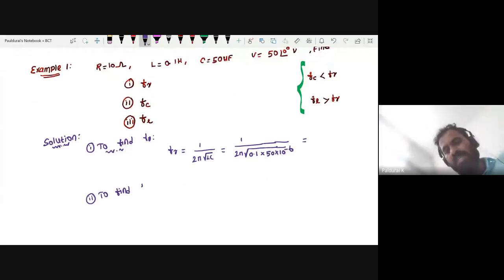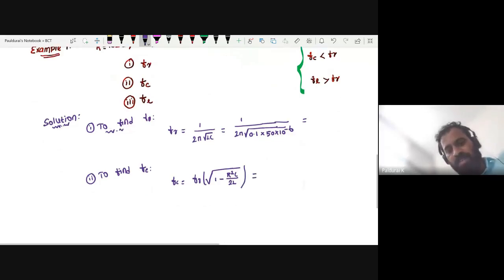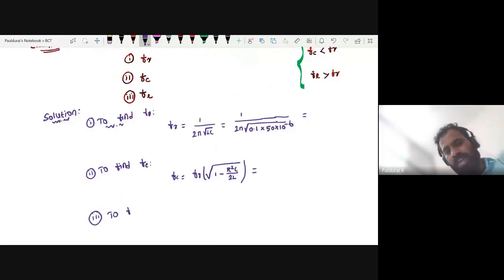Second one, to find FC. FC, you know, this is FR times square root of 1 minus R squared C divided by 2L. And my final thing, third one, to find FL, it is given by the same factor, this time FR divided by square root of 1 minus R squared C divided by 2L.